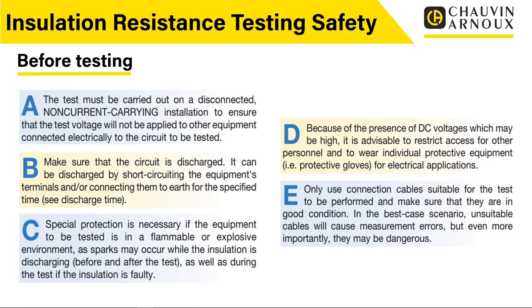So C, special protection is necessary if the equipment to be tested is in a flammable or explosive environment, as sparks may occur while the insulation is discharging before and after the test, as well as during the test if the insulation is faulty. So again, we talked about just knowing your environment, being in control of your environment. We are using voltages that could cause a spark. So if there's a fault or there's this piece of equipment that are quite close together, we could get a spark. So if we're in environments with potentially explosive atmospheres and things like that, we've got to be very, very careful. So always consider that.